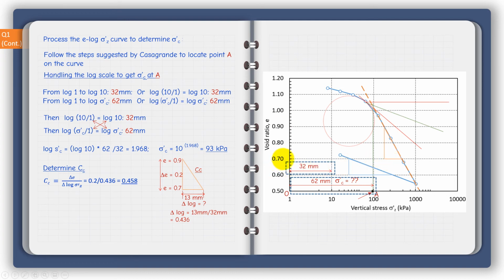This way I'll be just required to get what this base of the triangle represents in terms of the log. So I take this one outside, 0.9, 0.7, so delta e is 0.2, so delta e here is given. So I just need to measure this by the ruler, so it's 13 millimeter. I need to get the delta log of that. I have already got that 1 log unit corresponds to 32, which is this value here. So basically 13 millimeter divided by 32 millimeter gives me the delta log along this base here, so that's 0.436. All I need to do is to plug it here.